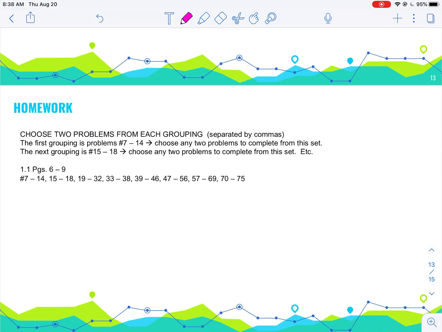Here is your homework. You can submit this on Canvas. So remember, in problems 7 through 14, you're going to choose any 2 problems from those to work on. 15 through 18, choose 2. 19 through 32, choose 2, and so on and so forth. So you're choosing 2 from each of those groupings to do. You can choose any 2. We're only doing one section today, so that's why the groupings are a little bit smaller than normal.